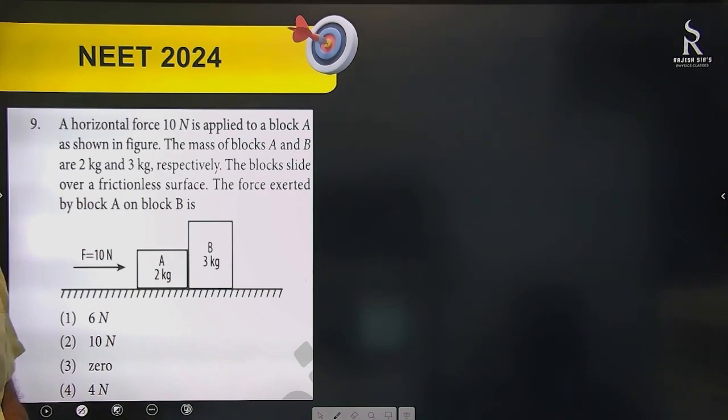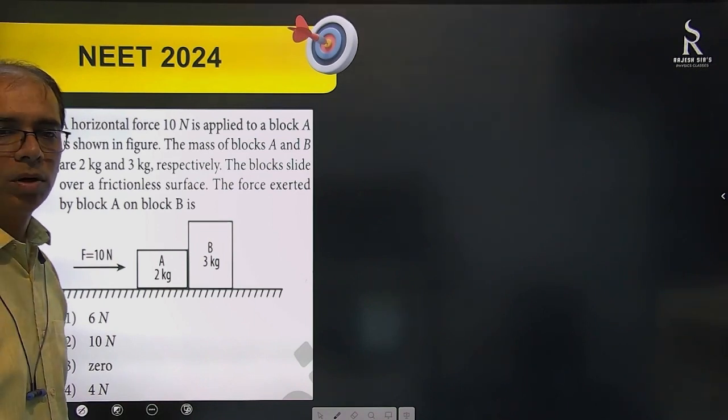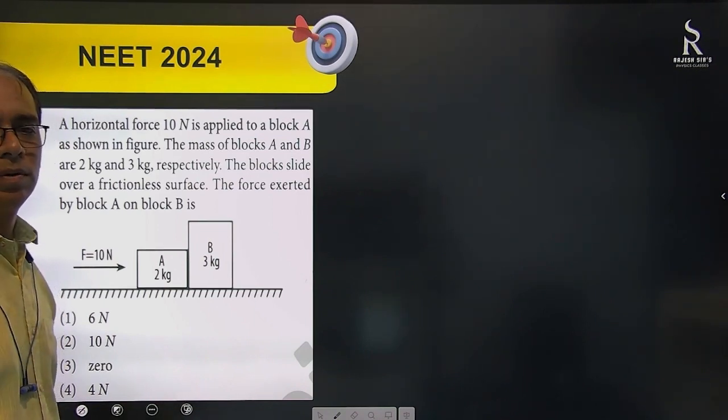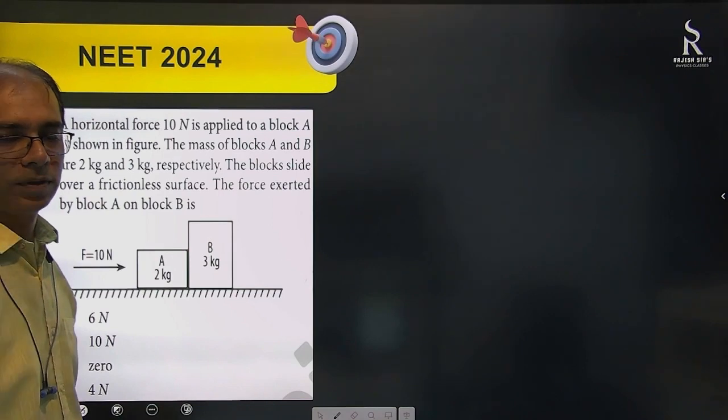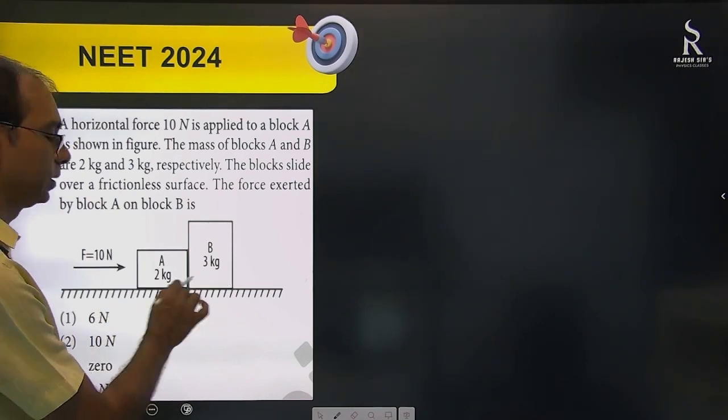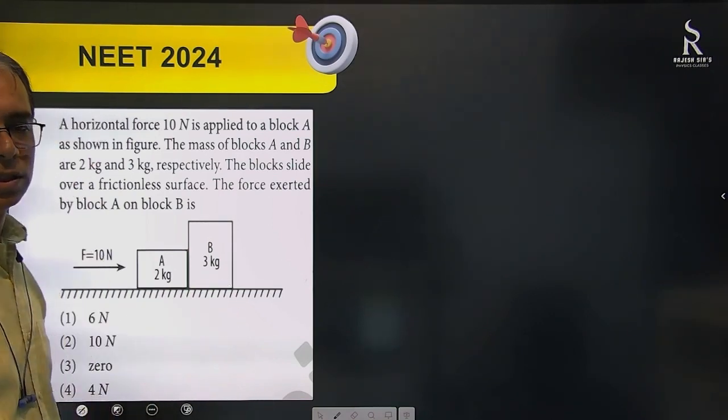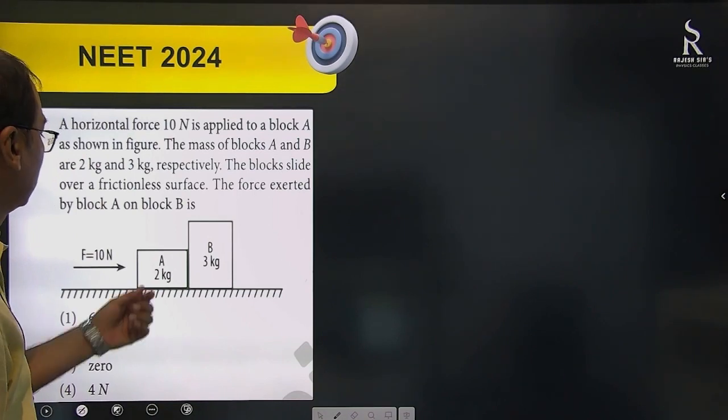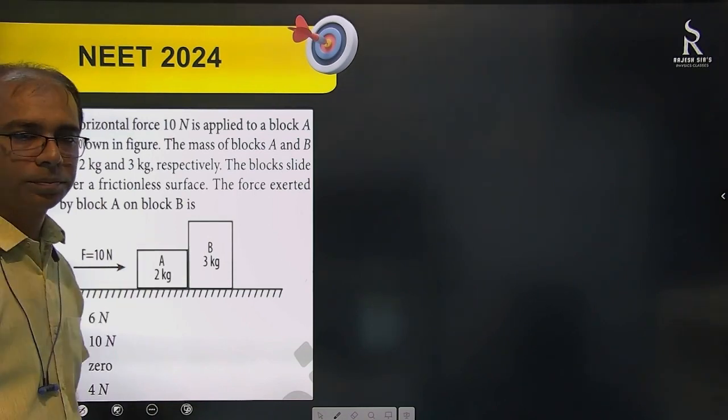Now, a horizontal force of 10 Newton is applied to a block as shown in the figure. The masses of blocks A and B are 2 kg and 3 kg respectively. The block slides over a frictionless surface. The force exerted by block A on block B: how much force is exerted by A on B?